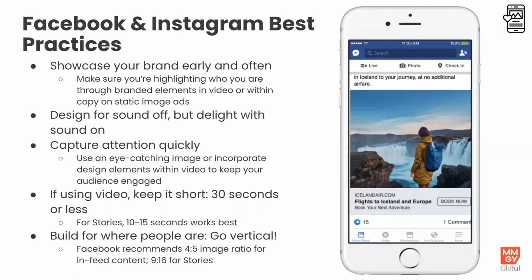So we're going to walk through some best practices per platform, and we're going to start with Facebook and Instagram. To Mackenzie's point, Facebook and Instagram fall under the same umbrella, so there's a lot of similarities in terms of best practices. So first and foremost, we want to make sure that you're showcasing your brand early and often. You want to be sure that your brand elements are coming through the creative that you've spent not only time on, but money and strategy. And you want to be sure that whether it might be a static image or a video or even just text copy, the message you're hoping to convey is coming through.